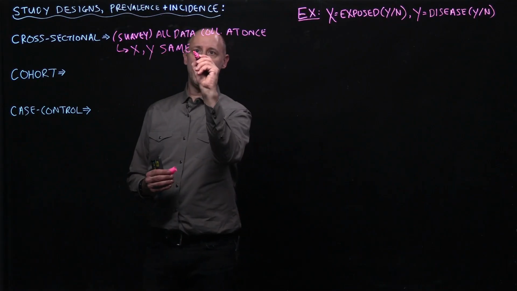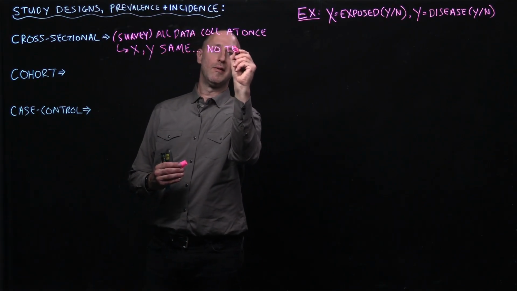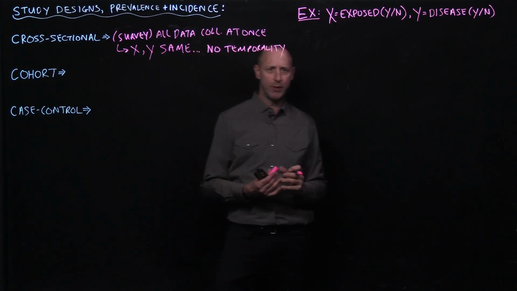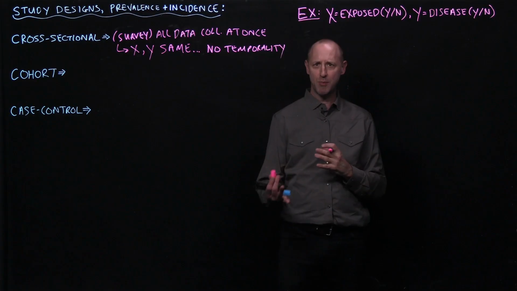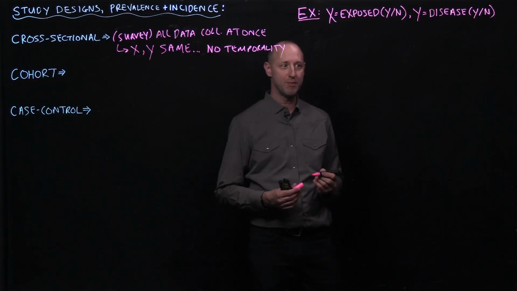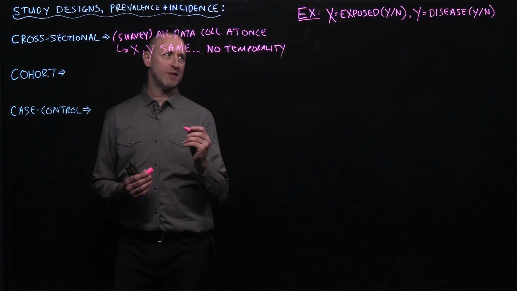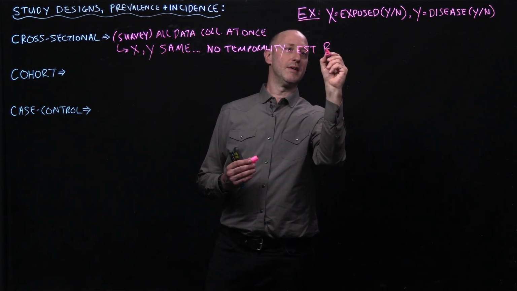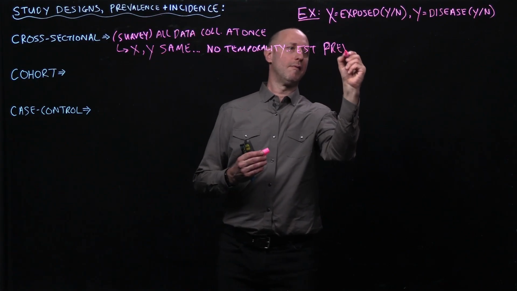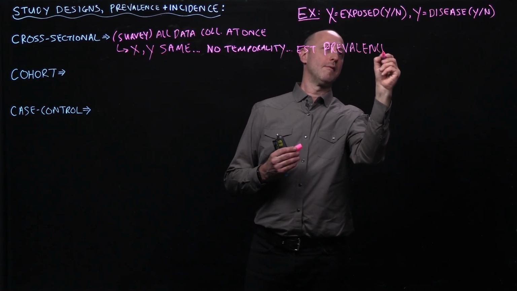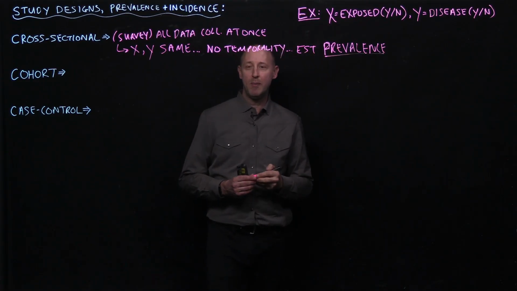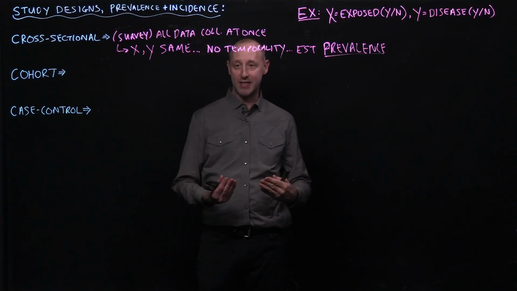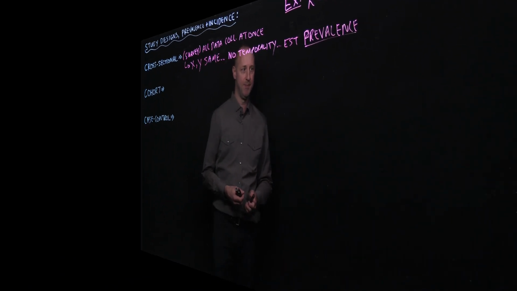But one key point here is there's no temporality. What we mean by that is there's no time component to it. So we don't know, did the exposure come before the disease, or did the disease come before the exposure? With this sort of design, we can only estimate prevalence. Again, prevalence being the number of people in the population that have the disease. We cannot measure incidence, which is the rate at which people are contracting the disease.